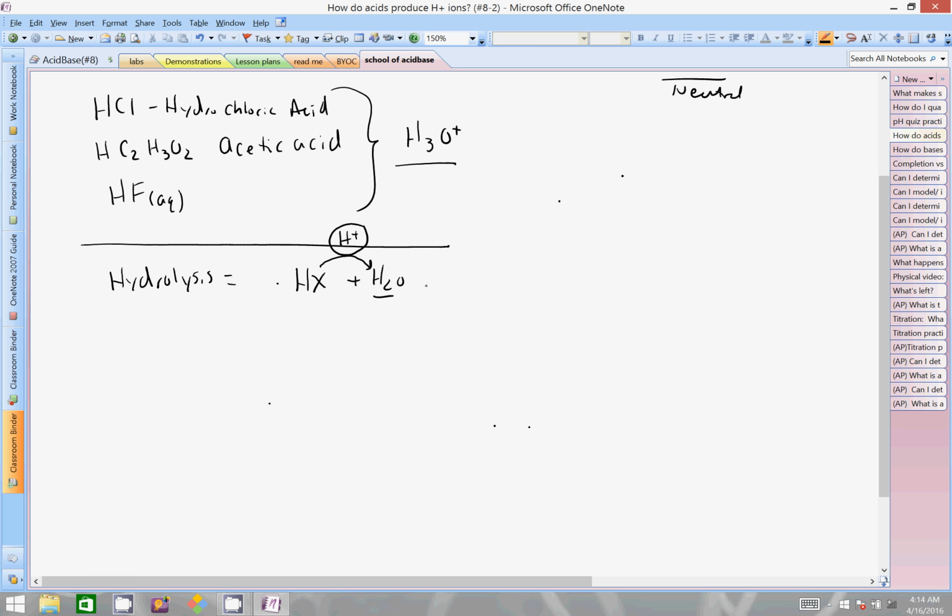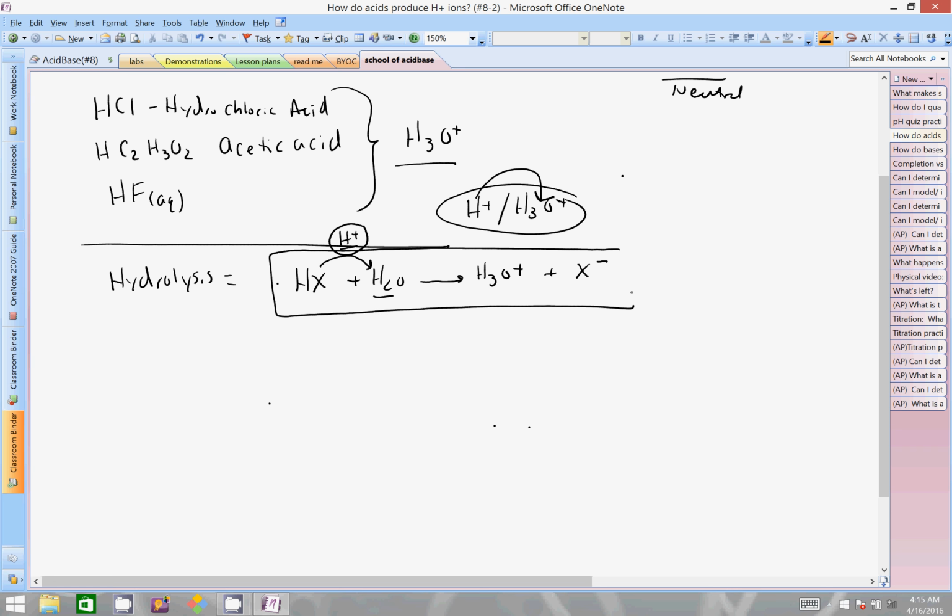Turns out that's not H+, it is going to be H3O+. And they stuck with H+ for so long that H+ and H3O+ are synonymous for the same thing. This means H3O+, every single time. And if HX gives up an H+, that means X- is what's left over. And this simple chemical reaction is what we call a hydrolysis equation.